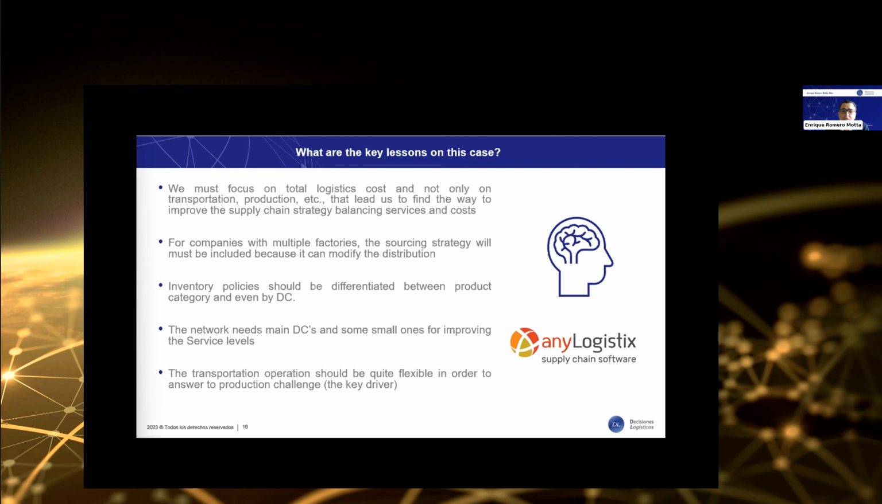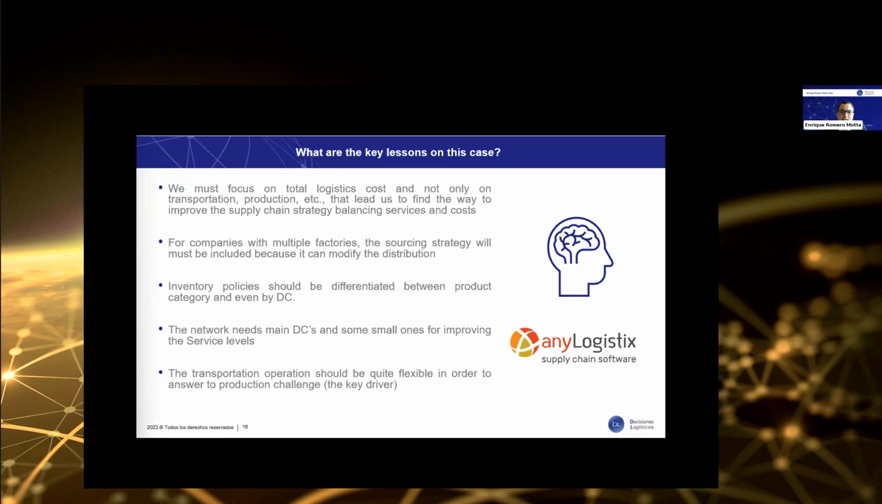Inventory policies should be differentiated between product category and even by DC. This is quite important. I mean, you don't need to manage inventory in the same way in every single distribution center, even if you are managing different products, different demand levels, and so on and so forth. Okay, so that's quite important also.